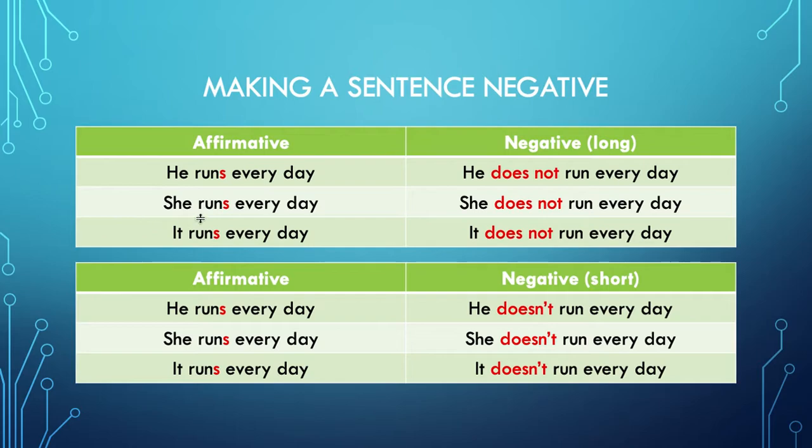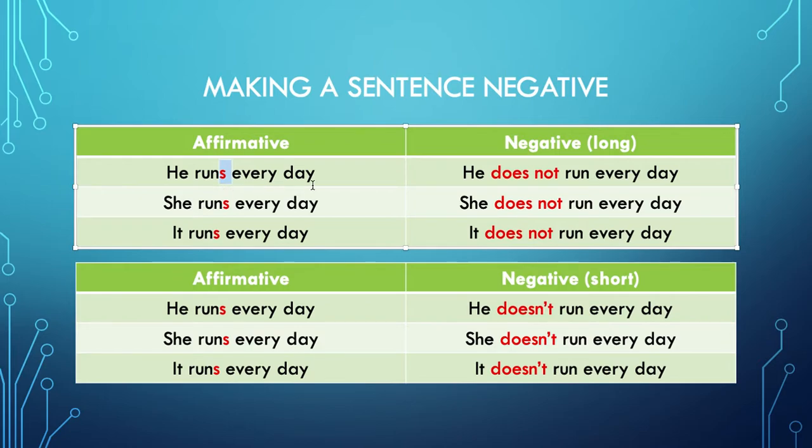Now on this page, we are looking at the pronouns, the subject, he, she, and it. So this is a little bit different. With he, she, and it, in the positive or affirmative sentences, often or always you have maybe s or es or ies. So here we have s. So he runs every day.